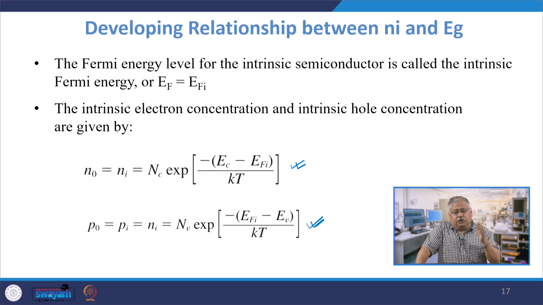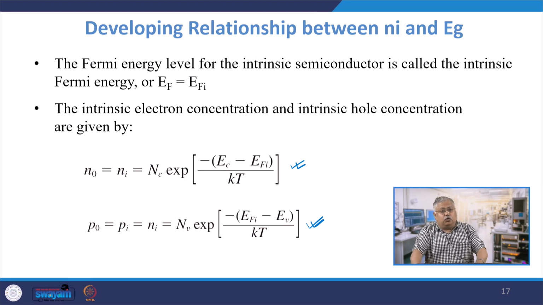Which means that if your conduction band edge is further away from the intrinsic Fermi level, then EC minus EFI becomes large, and since it is a negative exponent, my N0 falls down exponentially. This means that even if you shift your intrinsic Fermi level slightly away from the conduction band, that affects the total free charge carrier concentration in the conduction band.